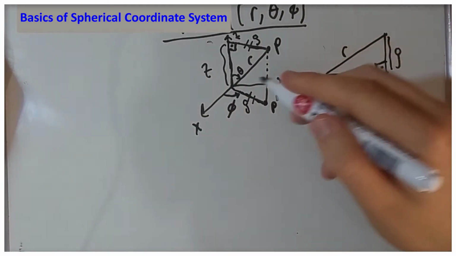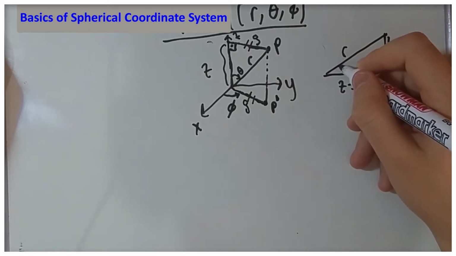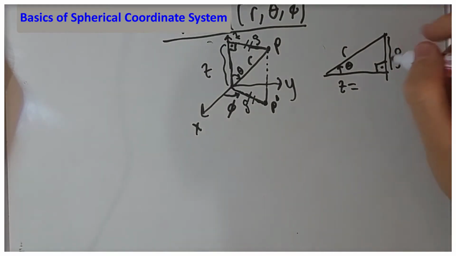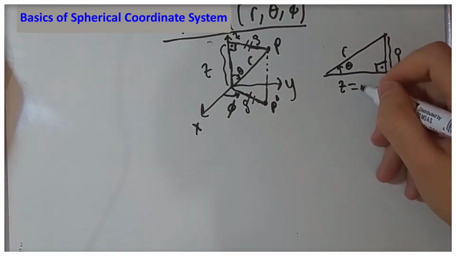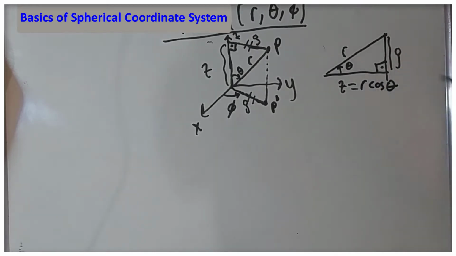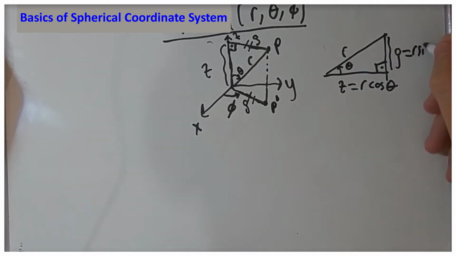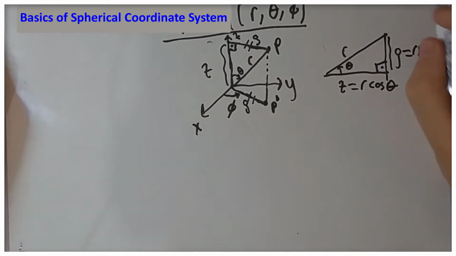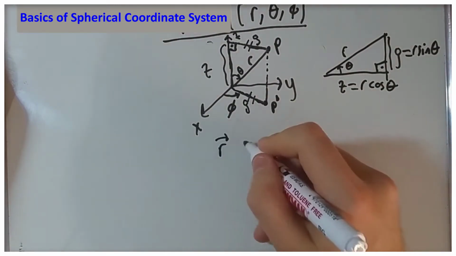I even know that the angle between Z and r is theta. So, how can I express z in terms of r and theta? z equals r cos theta. So, how can I express rho? rho equals r sin theta. After I know this, let me express r again.